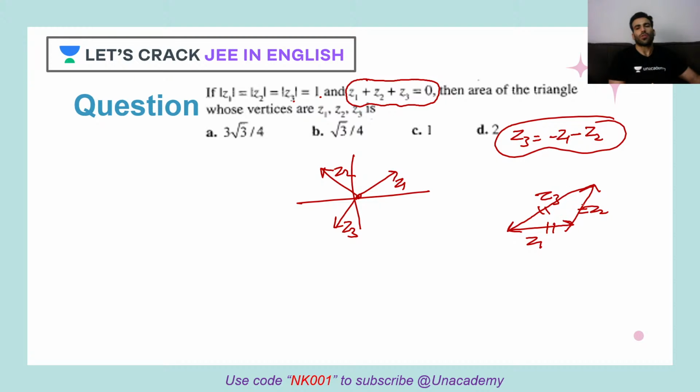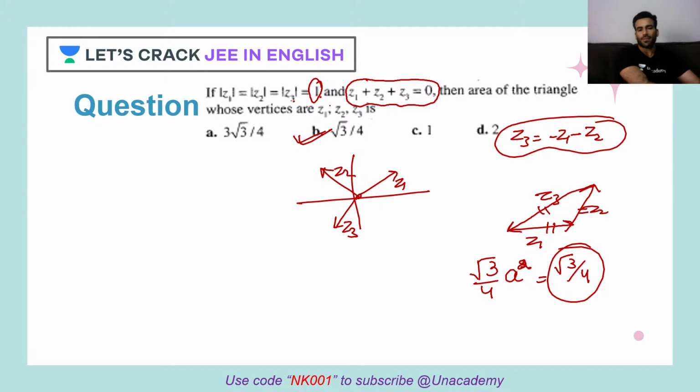Now we have to find the area of the triangle whose vertices are z1, z2 and z3. The area of an equilateral triangle is root 3 by 4 a square. Here the side length is given to us as 1. So the answer would be root 3 by 4. So the correct option is B. That's it, we're done with the question. I hope everyone got this answer.